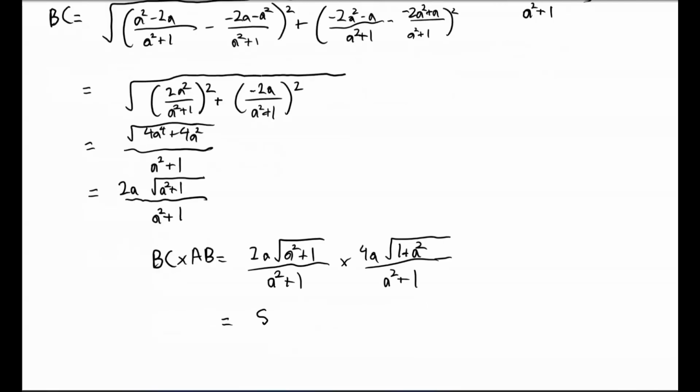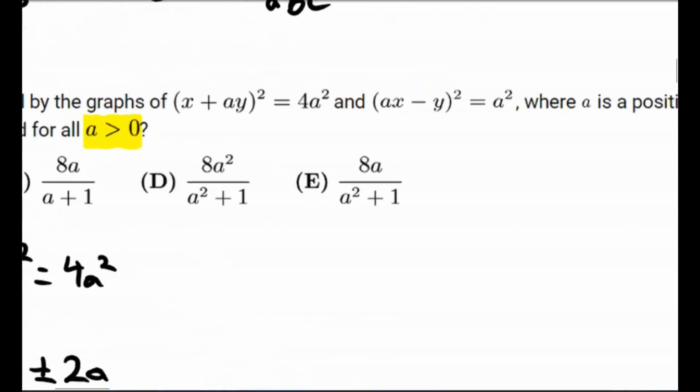This gives us 8a squared multiplied by a squared plus 1 over a squared plus 1 squared. We can cancel out a squared plus 1 from the top and from the bottom. So this gives us our final answer of 8a squared over a squared plus 1, which is option D.